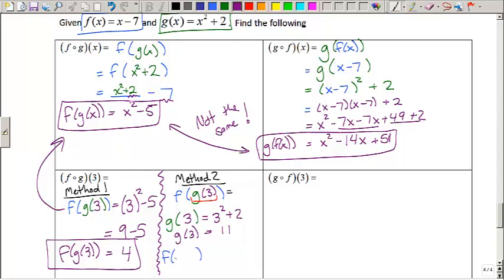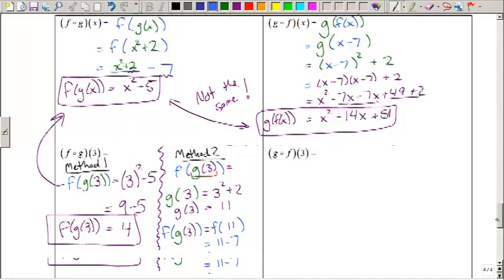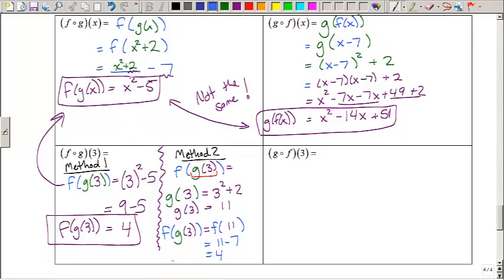In order to find f of g of 3, which is what I was really asked to find, I know I can replace g of 3 with 11, because g of 3 is equal to 11. Now I can solve by plugging 11 into the function f. So f of 11 is equal to 11 minus 7, or equal to 4. So f of g of 3 is still equal to 4.